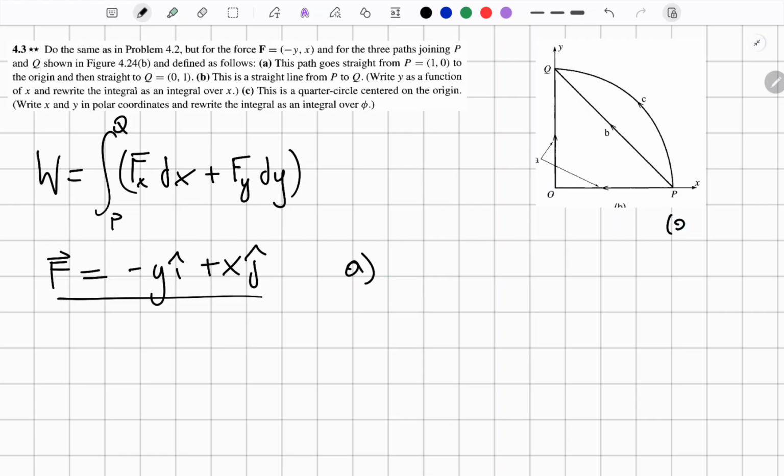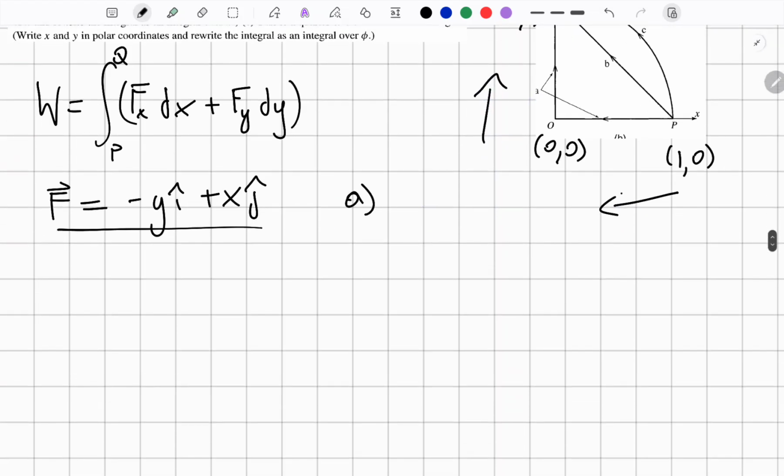Our point P over here is given as 1, 0. This is going to be our origin at 0, 0. And Q is 0, 1. So on our first path, we're going to traverse from P to the origin, and then from the origin to Q. Traveling on that first path, we're going to travel in the x direction first, and we're going from x equals 1 to x equals 0. That's in the x direction.